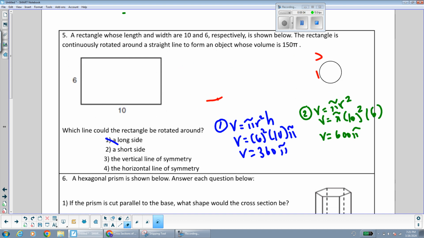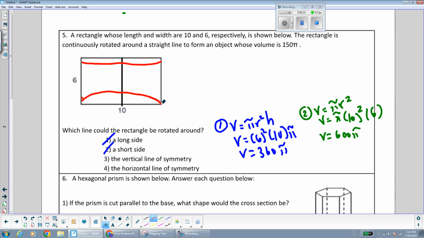Let's try out the third answer choice. So the third answer choice is around the vertical line of symmetry, and that's mirror images on both sides. Just pretend that this is exactly down the middle over here. So we're rotating around this line that's in the middle. Since it's in the middle, it's not going to look like it's doubling on either side of the line this time. We're spinning around the line, so this is going to be our cylinder. And as you can see, the radius is 5, and the height is 6. And this is a cylinder that's standing upright.